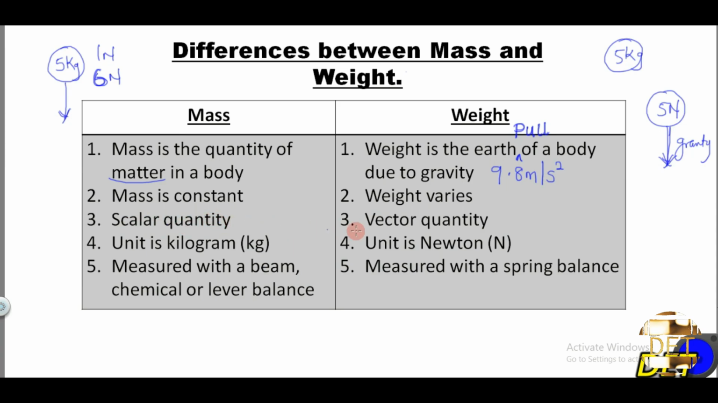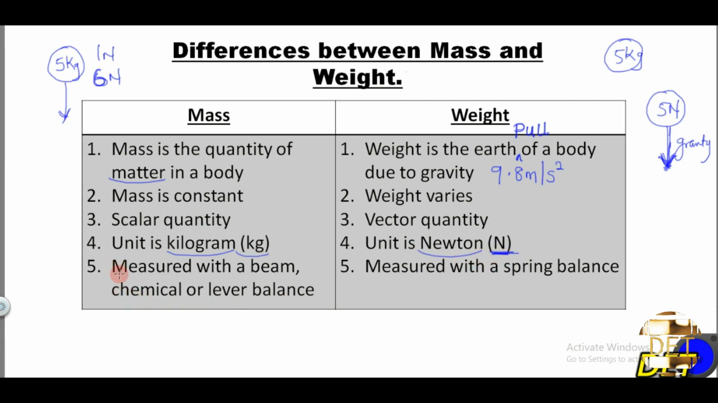So mass is a scalar quantity, weight is a vector quantity. It is a vector quantity because it has direction, and the direction is indicated by this arrow. So another difference between mass and weight is that the unit for mass is kg. So mass is measured in kilogram, in short kg, while weight is measured in Newton, in short N.